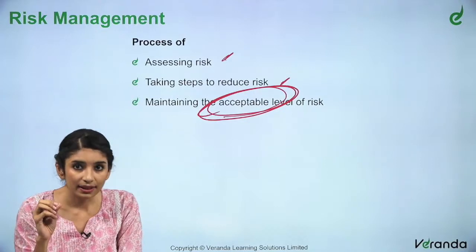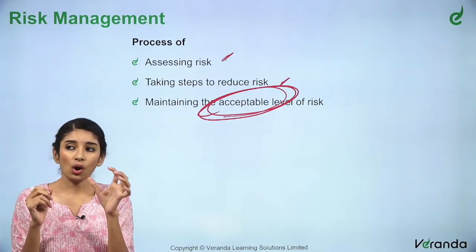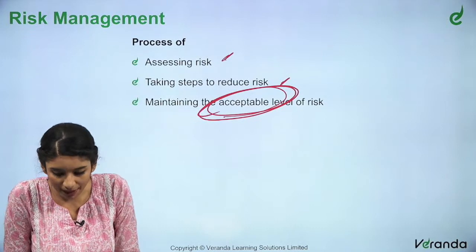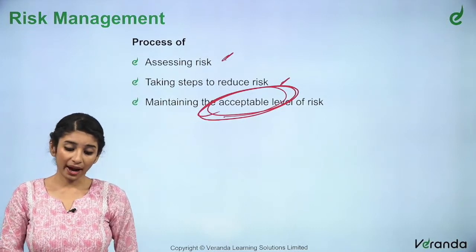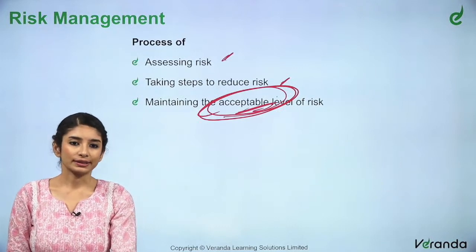So, even in an organization, you have certain events, but the loss from them you can bear because it doesn't matter much to you. So, you have to identify in your enterprise what the acceptable level of risk is.